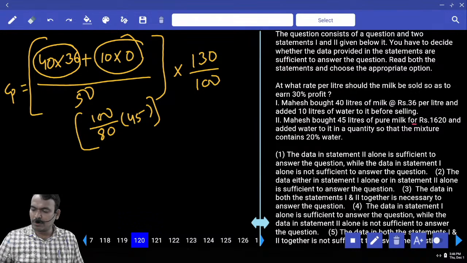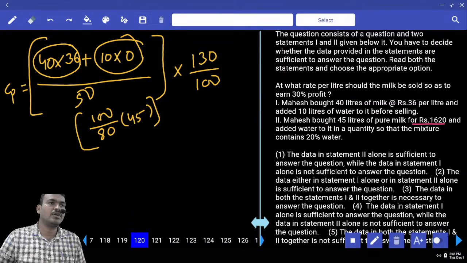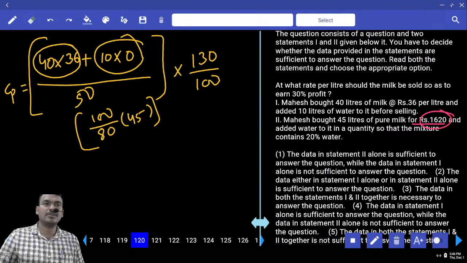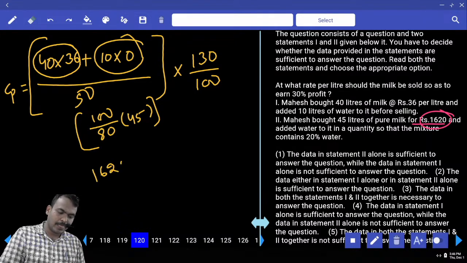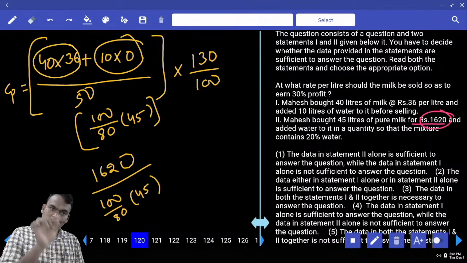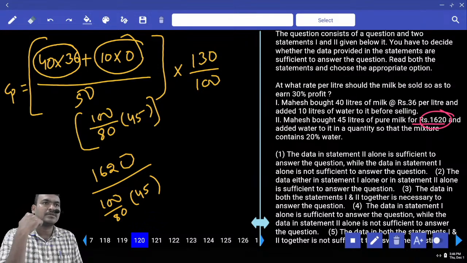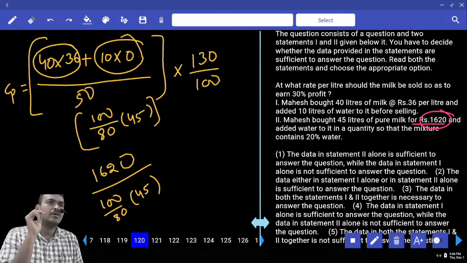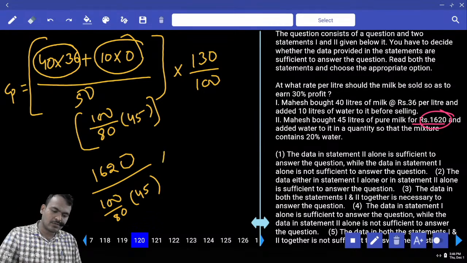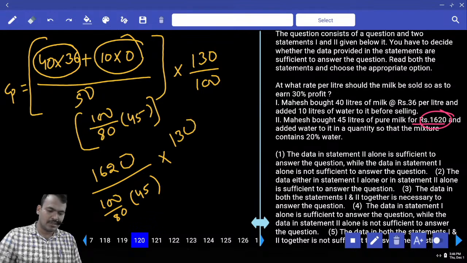But the mixture total is how many rupees? 1620 or not? Means 100 by 80 into 45 is the number of liters, quantity, but the cost is how many rupees? 1620. Then I write 1620 by 100 by 80 into how much? 45 or not? What does the numerator mean? Total cost. Denominator means total quantity or not? Total cost by total quantity, we get the per liter value or not? It represents 100% or 200%? 100%. Again it is sold at how much percent profit? 30%. Then we write 130 by 100 or not?